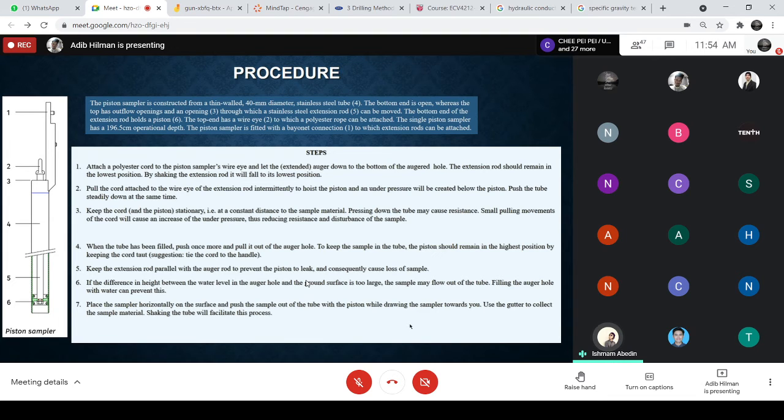Okay, if there is any difference in the height between the water level in the auger hole and the ground surface, I mean, if it is too large, then the sample may fall out of the tube. So the suggestion is to fill the auger hole with water. Okay, and at last we will place the sampler horizontally on the surface, and we will push the sample out of the tube with the piston while drawing the sampler towards, and we can use a gutter to collect the sample material. And the shaking of the tube can facilitate us in this process.